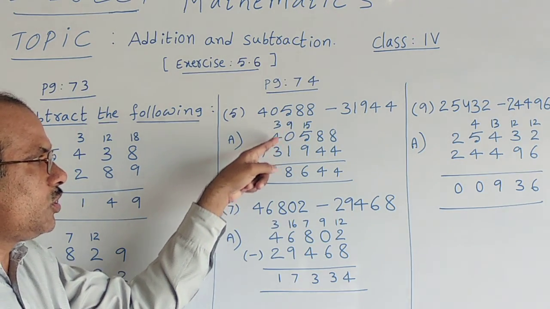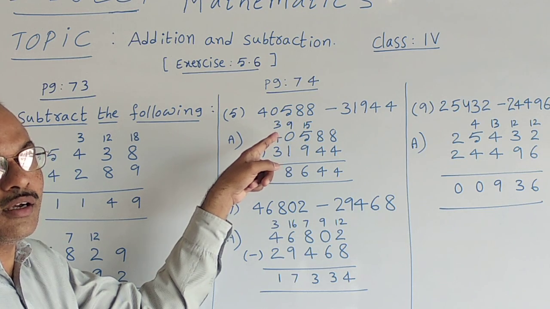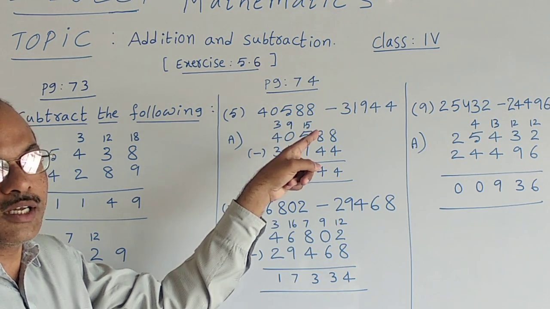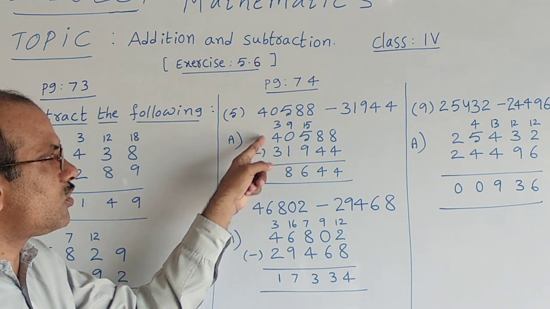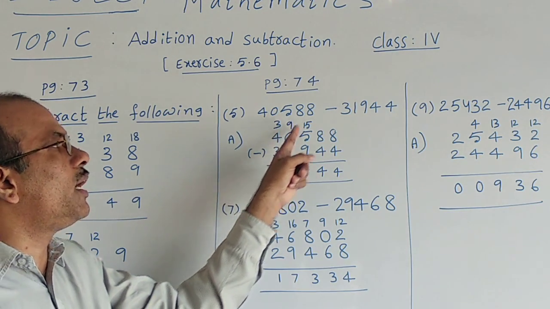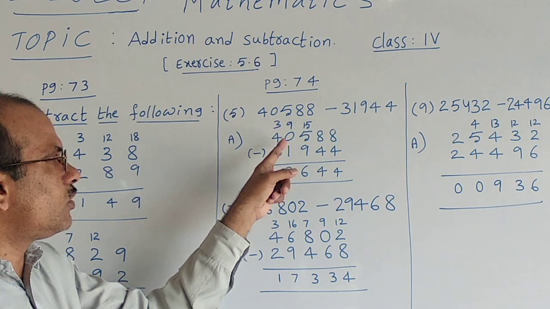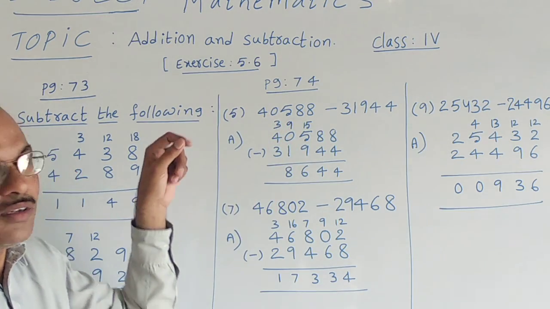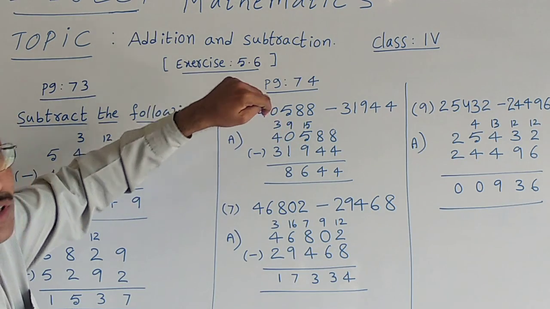Here actually 0 is there. It cannot give any borrow to others. So from this 4 they have collected a borrow, that is 10. From the 10 they have given borrow to others. So this 10 becoming 9. That's why 0 becoming 9 we have written.